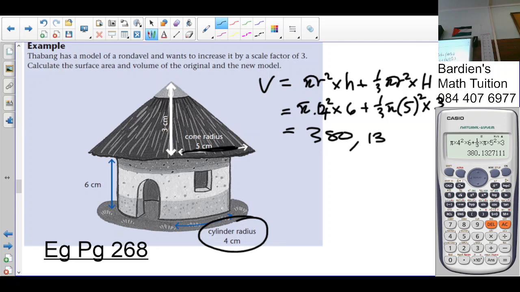You don't get the idea? Oh, you get it now? Who said no? Oh, yeah. Okay. So that is going to be centimeters cubed.